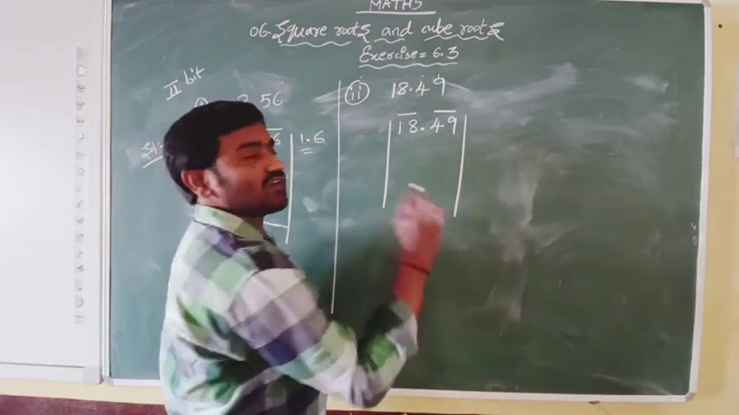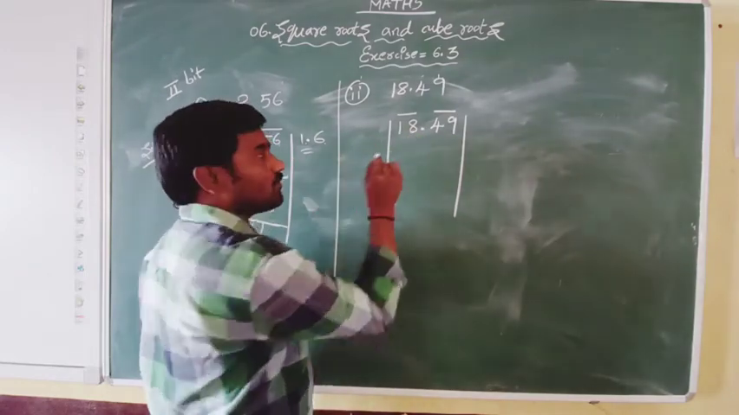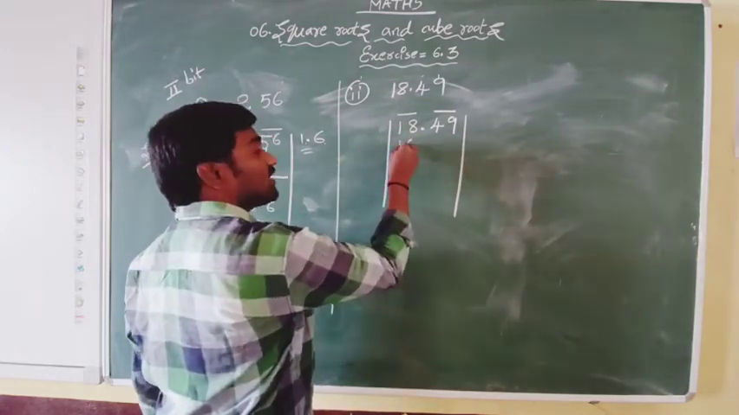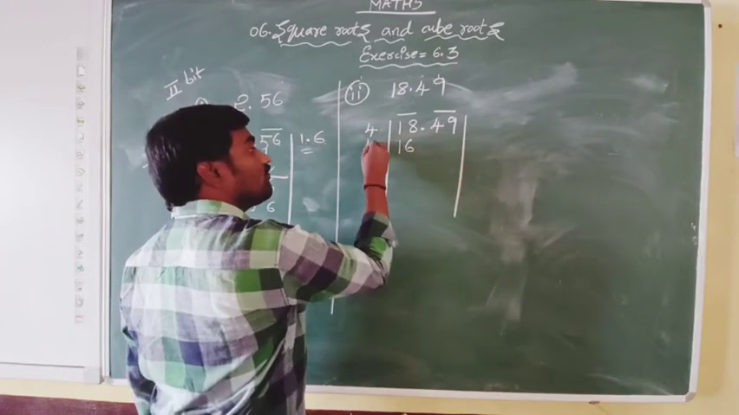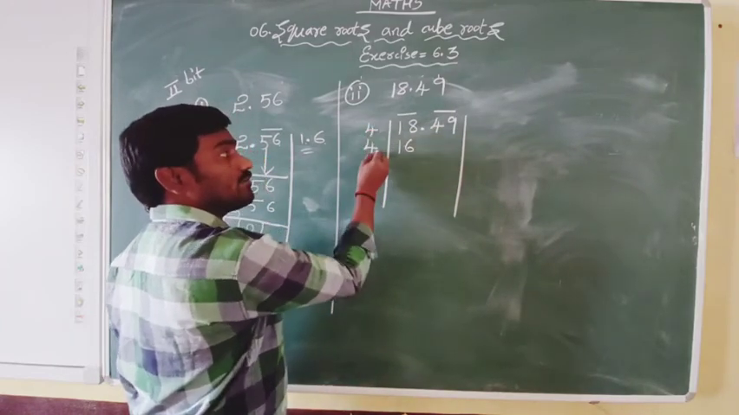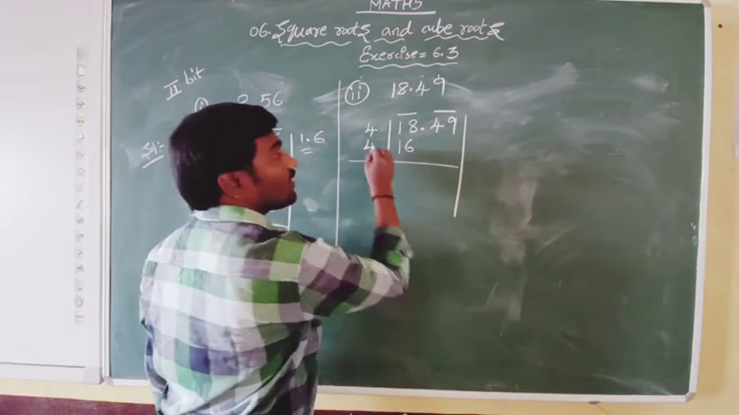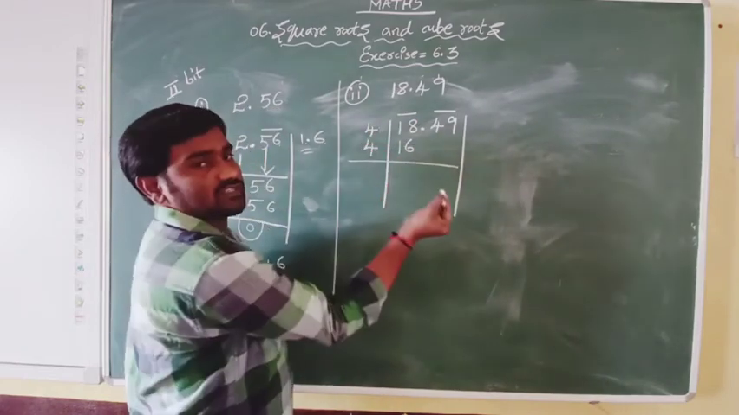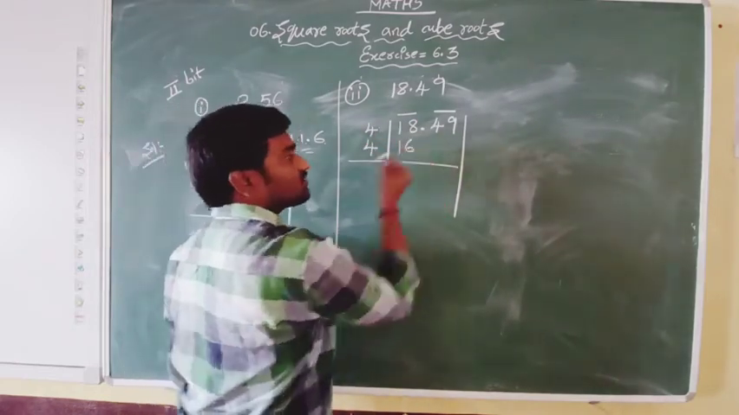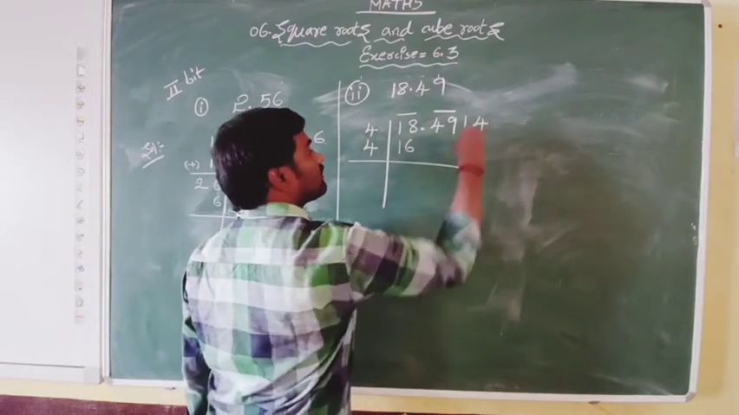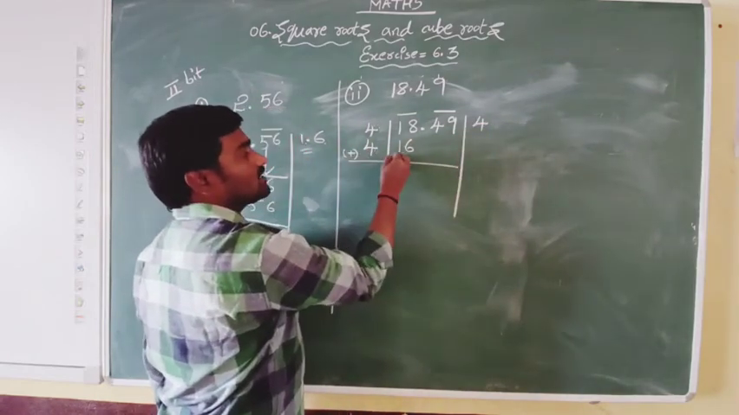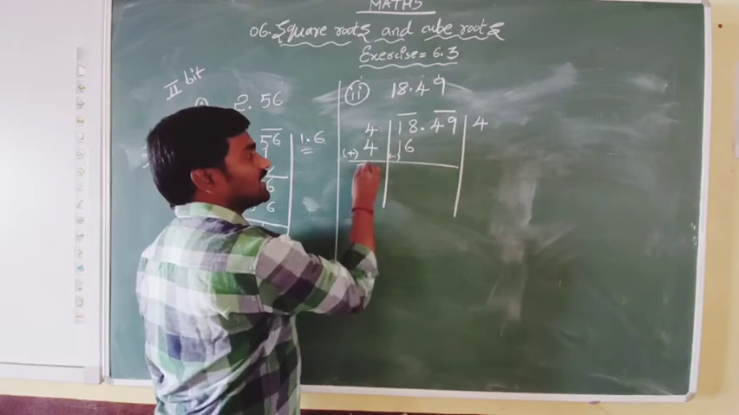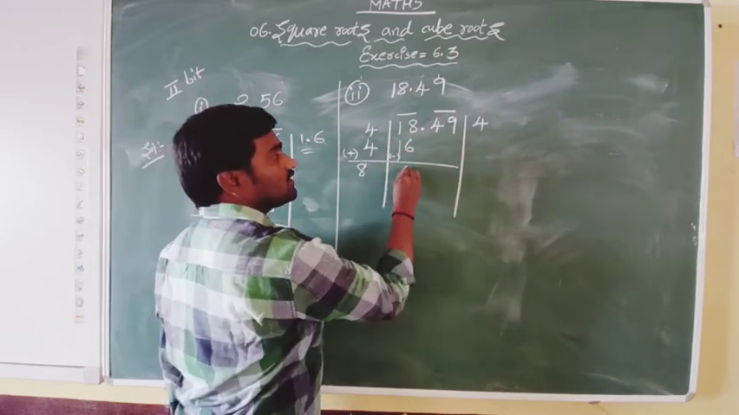And 18 is not a perfect square number. Here 16 is a perfect square number. This we get by multiplying 4 and 4. We have to multiply the same numbers. If you multiply two same numbers, we get a perfect square only. So less than this, this perfect square we got. The same 4 we write here first and add here and subtract here. 4 plus 4 is 8. 18 minus 16 is 2.